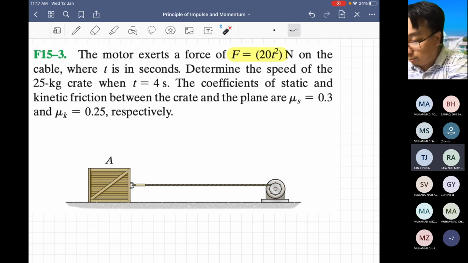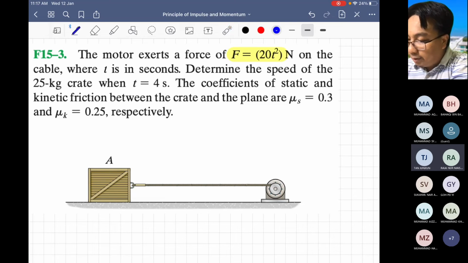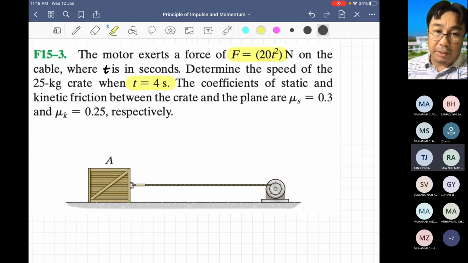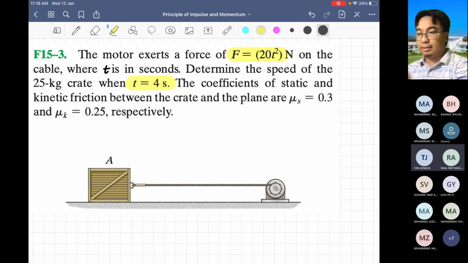Okay, let's continue reading the question. Where T is in seconds. Determine, ini T dia tak berapa jelas sikit sini. This is T. Okay. Determine the speed of 25 kg crate. Okay, kita dah tahu ni 25 kg. Determine the speed when T equals to 4 seconds. Okay. Bila you tengok determine speed pada time berapa, straight away kita dah tahu, ni problem ni akan melibatkan work and energy.